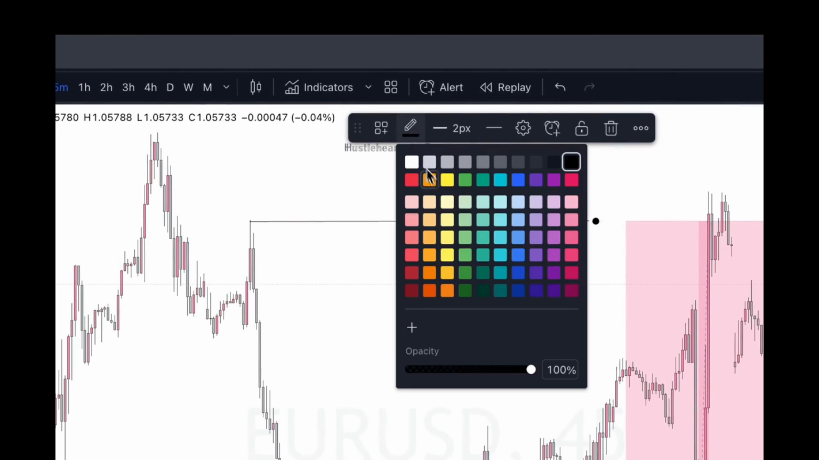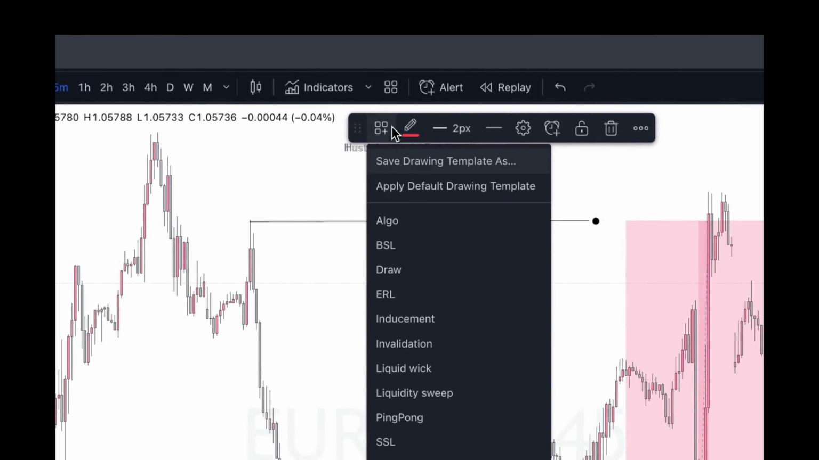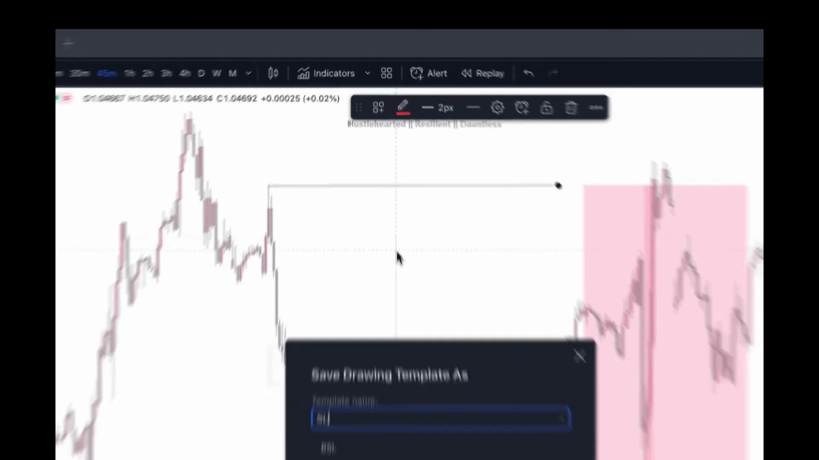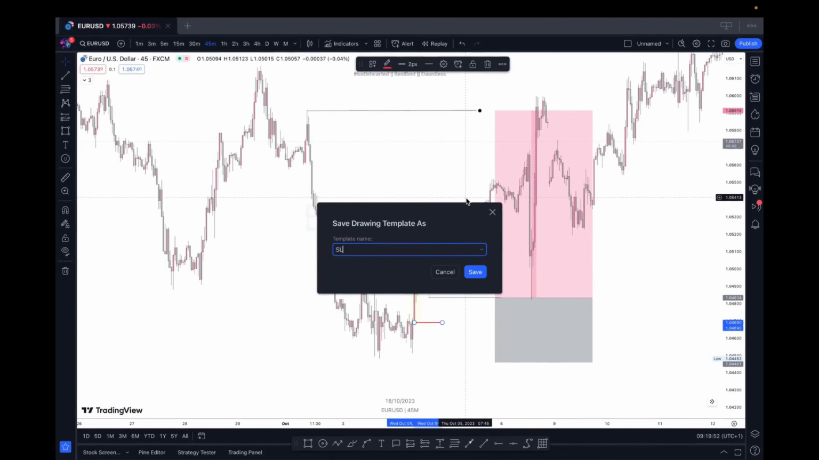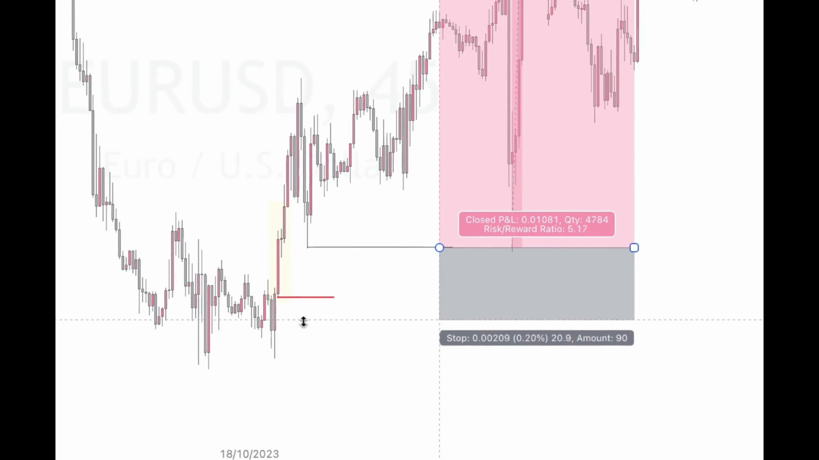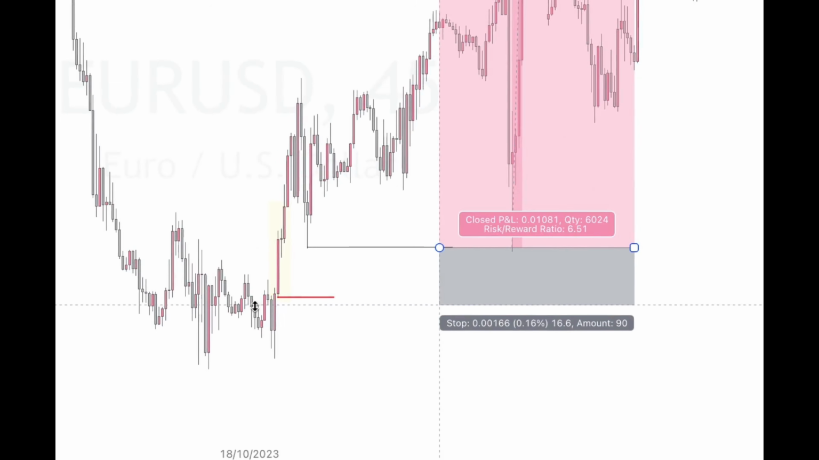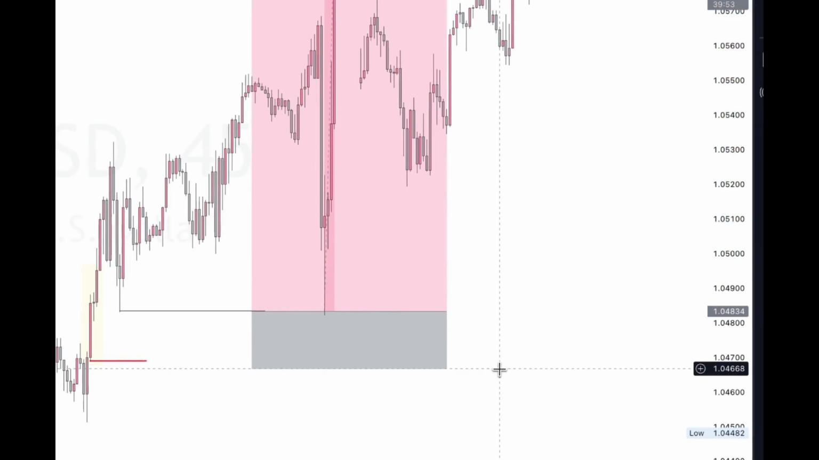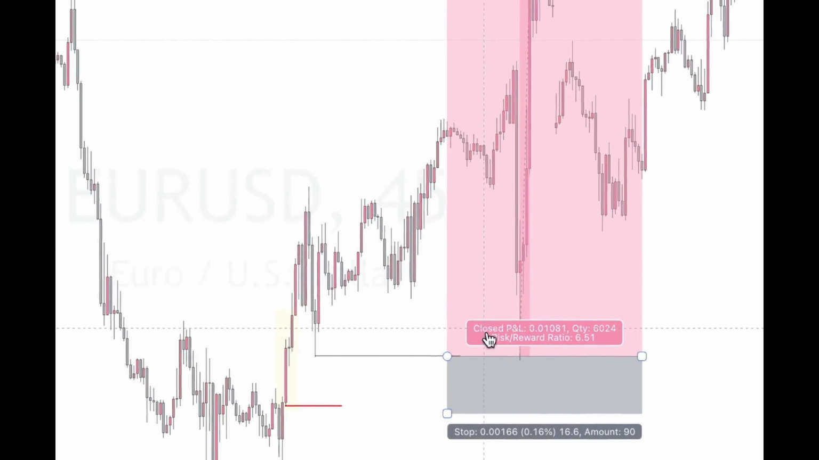So I think I need to set this as a preset, right? Save drawing template as SL. Save. It will be obviously below the gap, so you have something like this. Alright, so you can see this is a very easy 6.5 RR trade. Very easy 6.5 RR trade. Extremely easy.